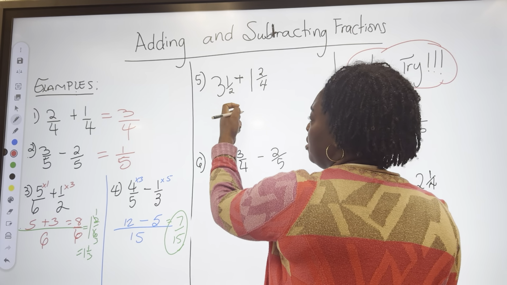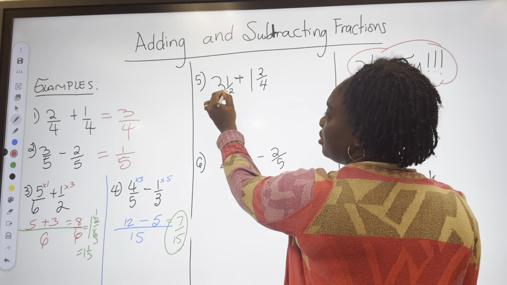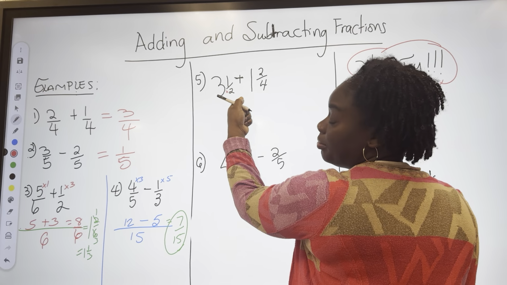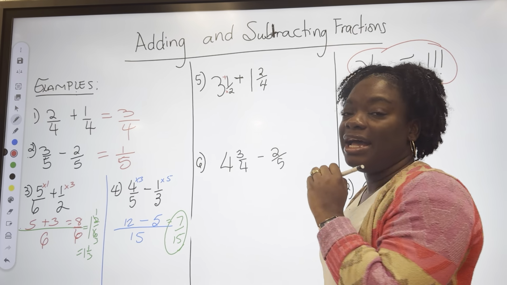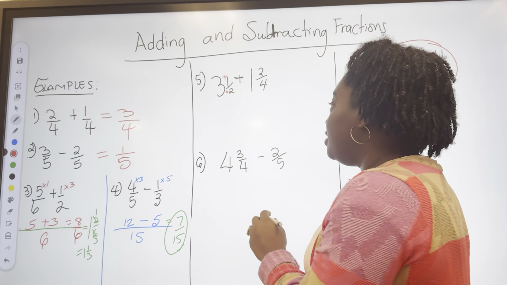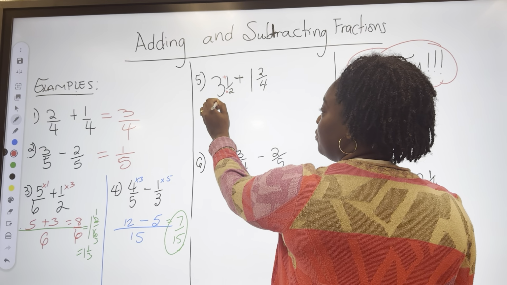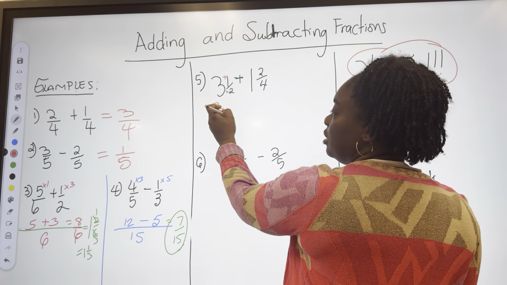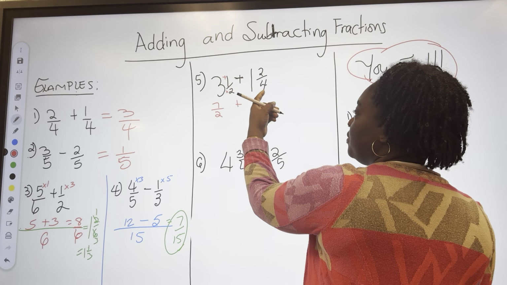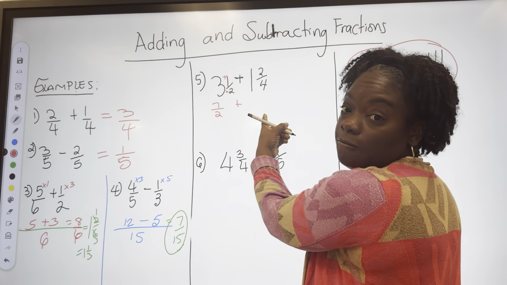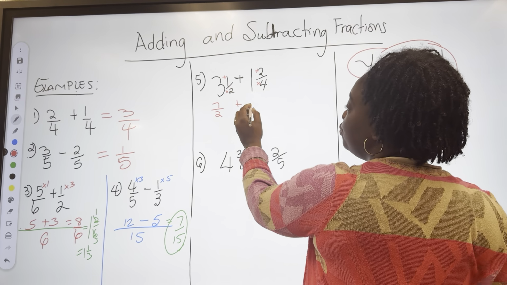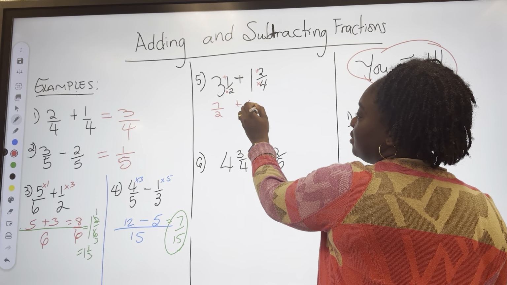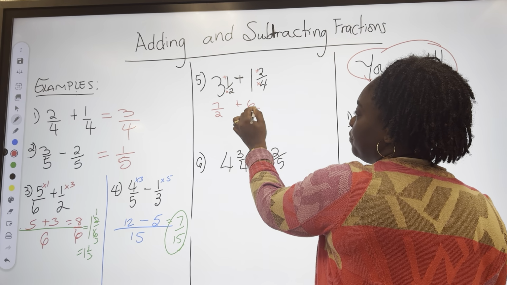All right, so that's 3. Remember, multiply, then add and keep, the MAC method. So that's 3 times 2 is 6, and 1 is 7, and you keep the denominator. 1 times 4 is 4, plus 2, that's 6 over 4.